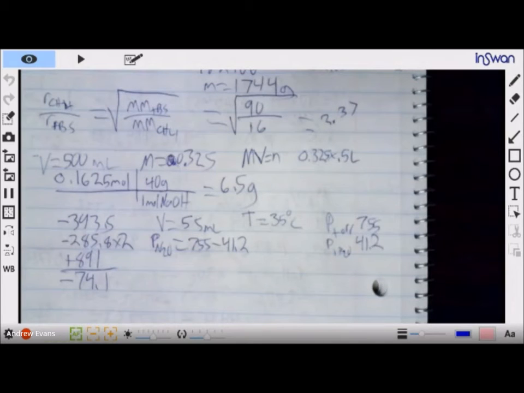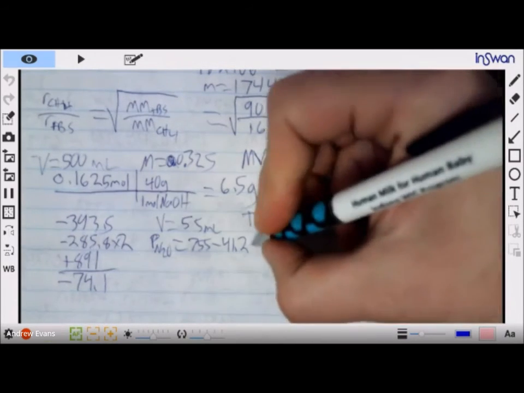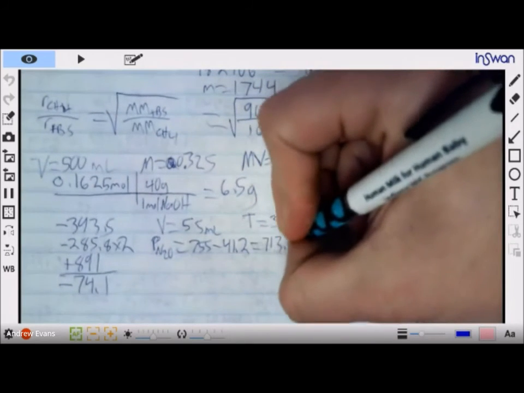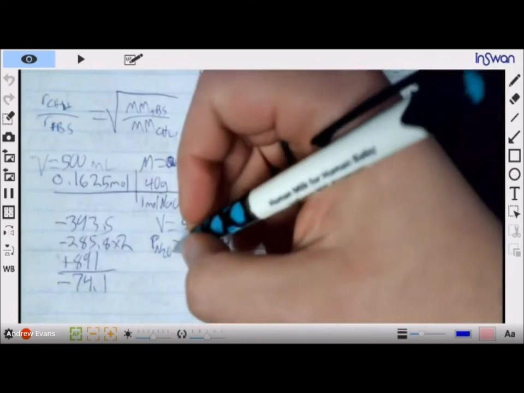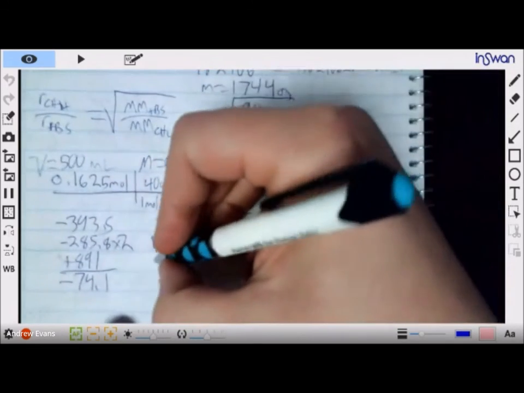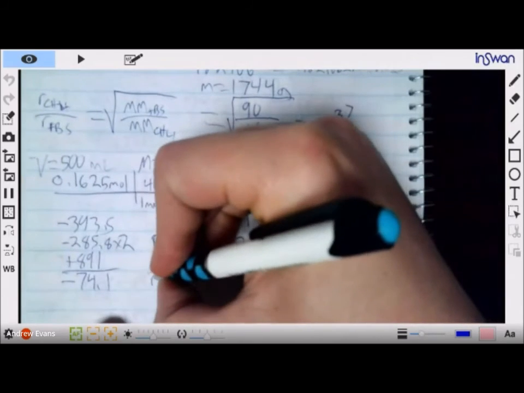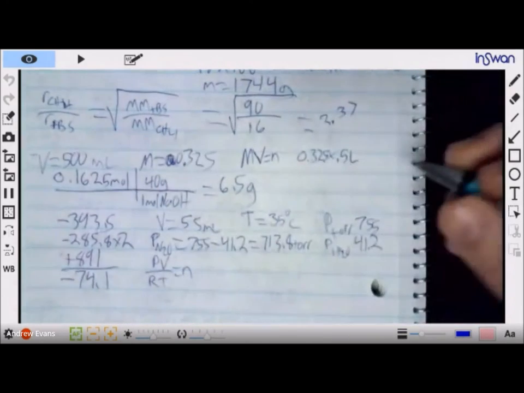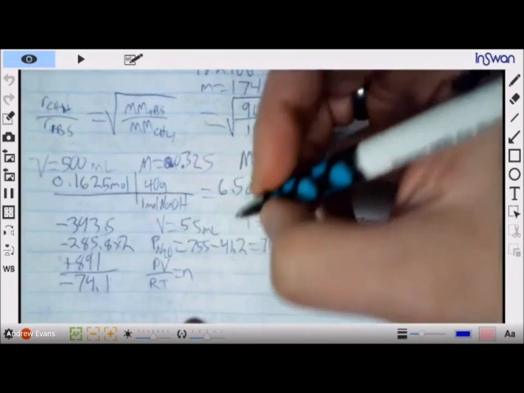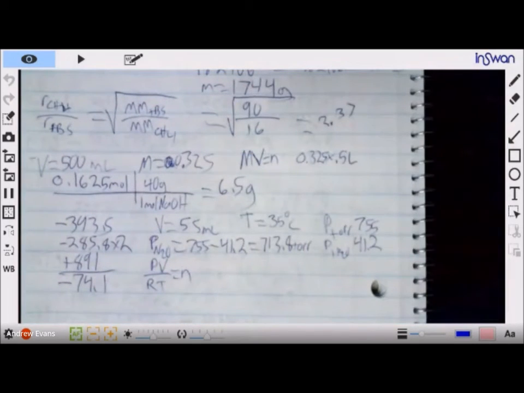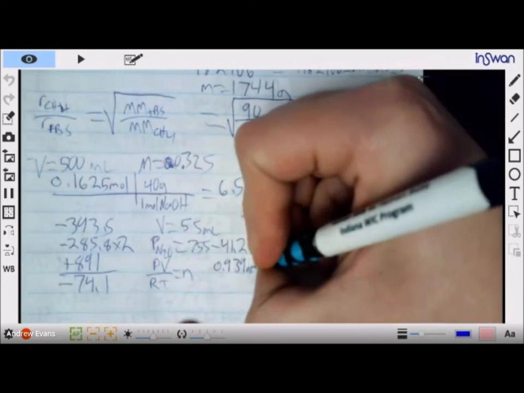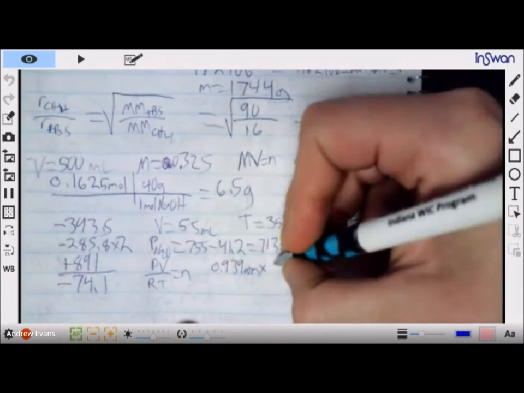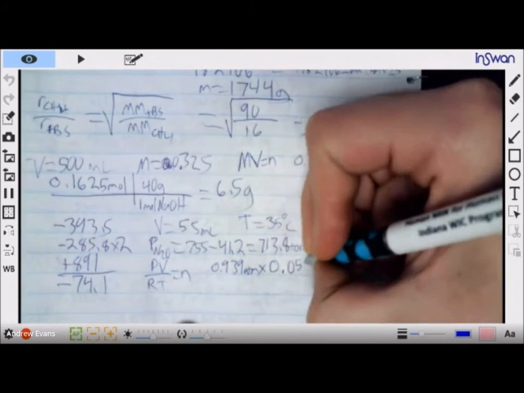755 minus 41.2 is 713.8 torr. We have to turn that into atmospheres. So we're going to say PV over RT equals n. So pressure: 713.8 divided by 760 is 0.939 atmospheres. Turn our milliliters into liters, 0.055 liters.